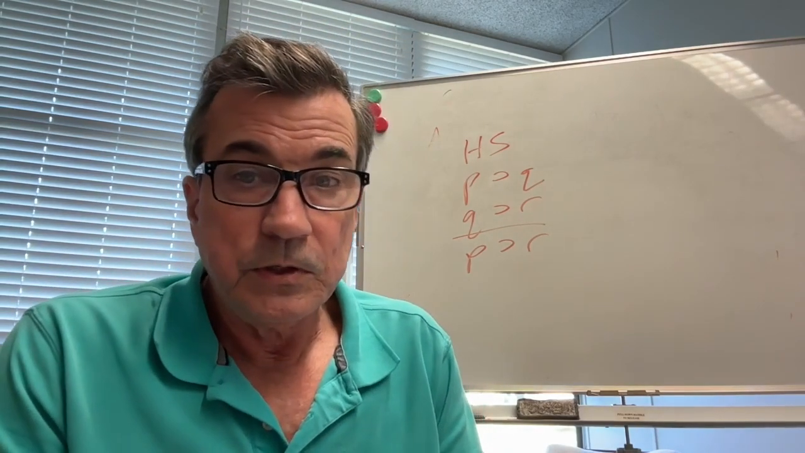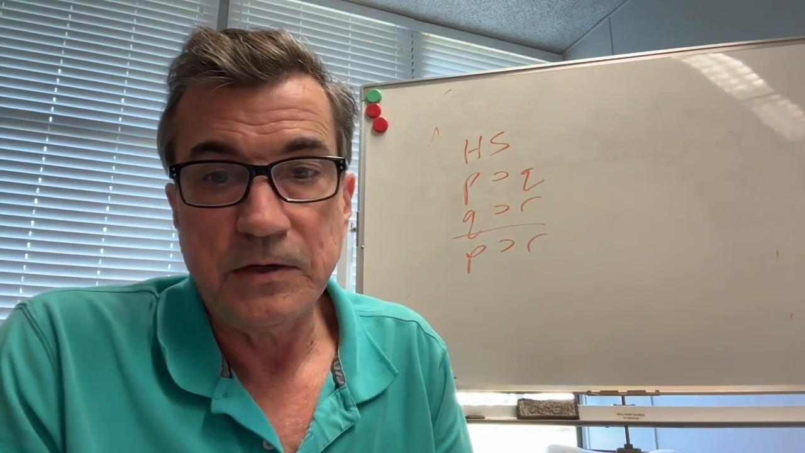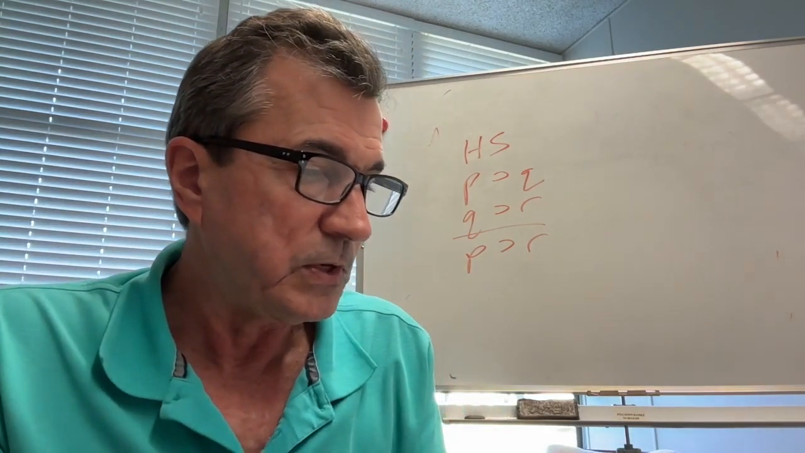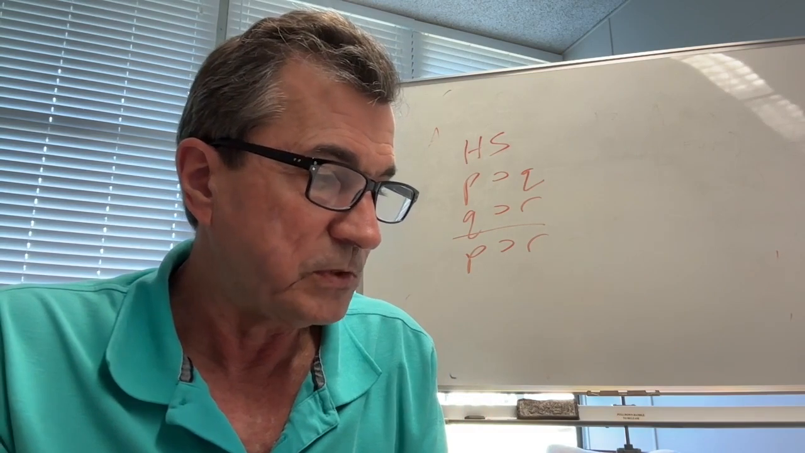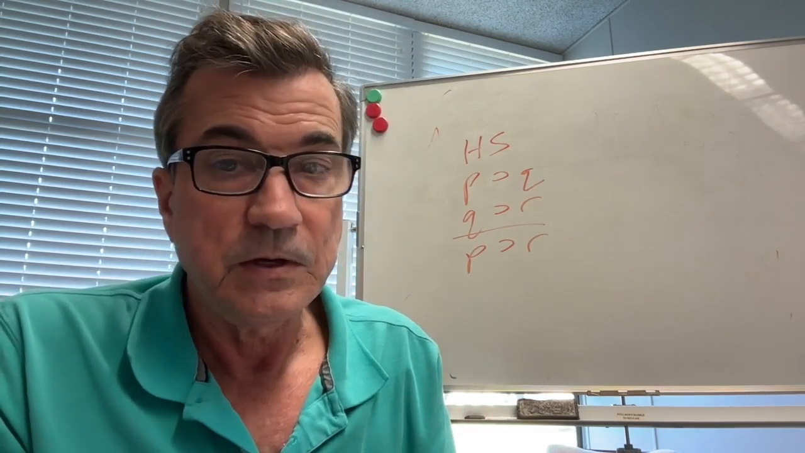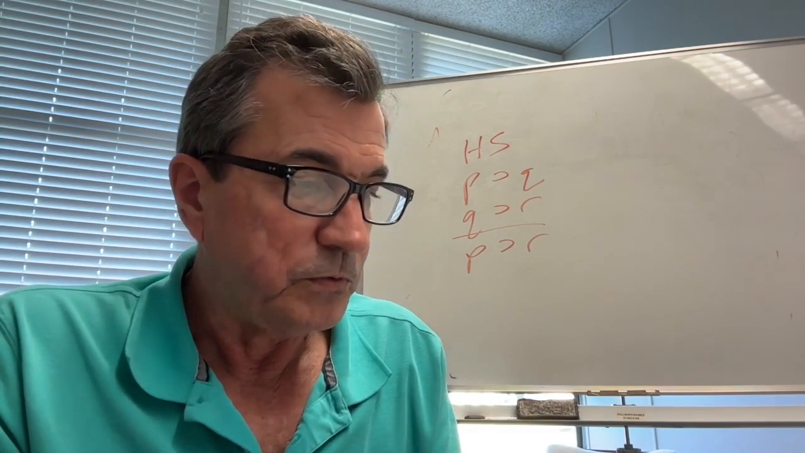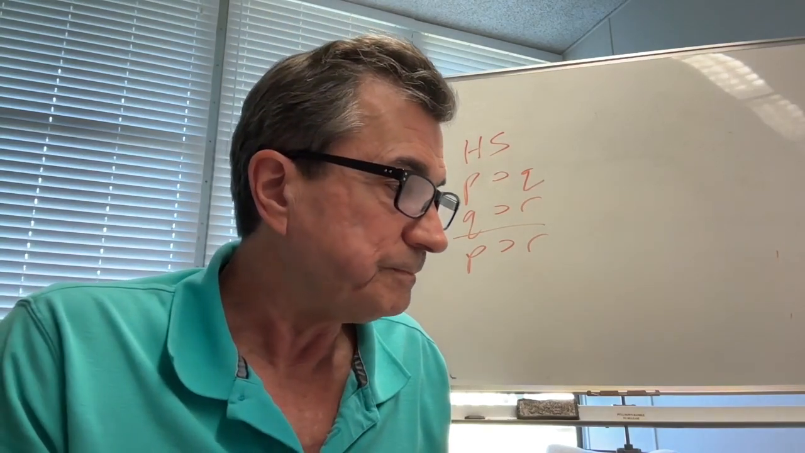P implies Q, Q implies R, therefore P implies R. So if you pass this class, then you will graduate. If you graduate, then you'll get that great job. So if you pass this class, then you'll get that great job. That's filling in the letters with statements. Again, we're not delving into statements anymore; we're just dealing with the symbols for the propositions. So that's yet another valid rule of inference or valid argument form.